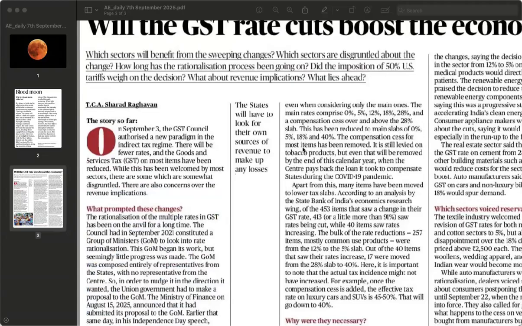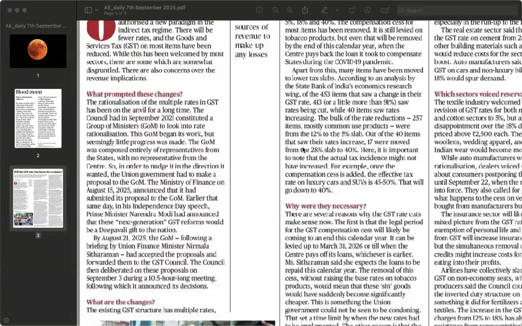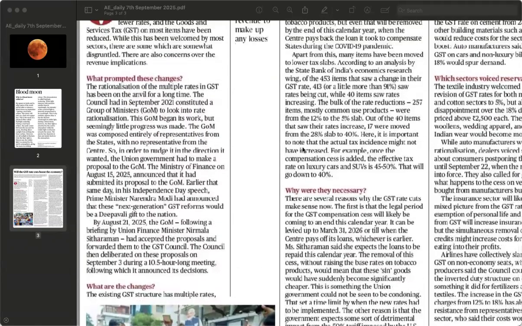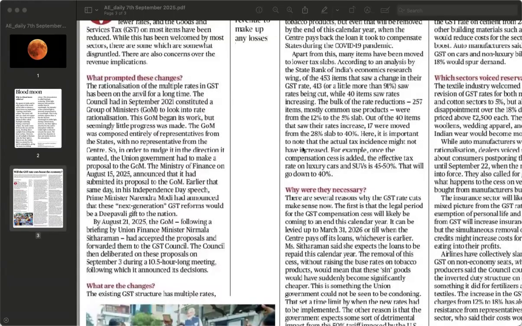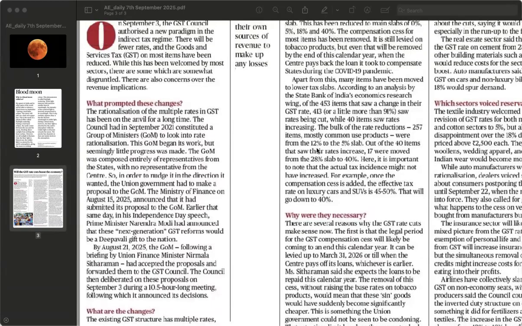So which goods became cheaper? Good news is for many sectors. सबसे पहला तो जो है वो है health care, right? Health care items like medicines, medical equipment now have a lower GST. Okay, it's down from 12% to 5%. So this means patients will have to pay less for treatments.